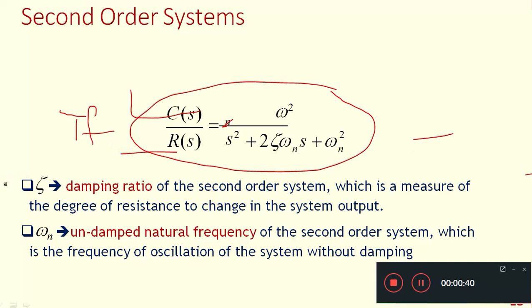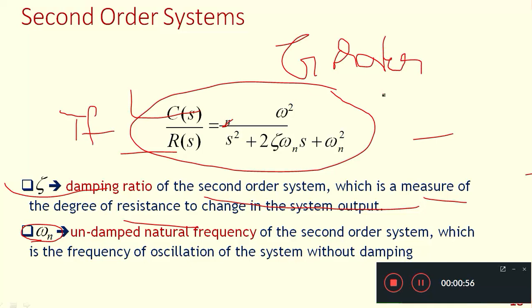Here zeta is nothing but the damping ratio of the second order system, and omega n is the natural frequency or undamped natural frequency. In general, the order of the system is identified depending on the order of s. If it is s square, it is second order. If it is s to the power of 1, it is first order. If it is s power 0, it is zero order system.